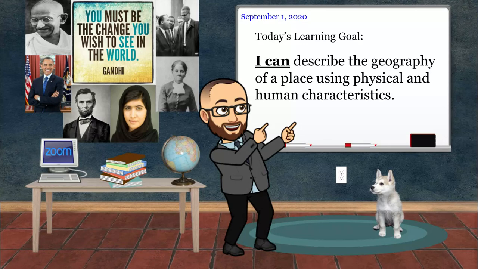Don't forget the learning goal. I will repeat it again. I can describe the geography of a place using physical and human characteristics. So the last video, we focused on physical characteristics of a place. This video, we're going to talk about the human characteristics that can be used to describe a place.